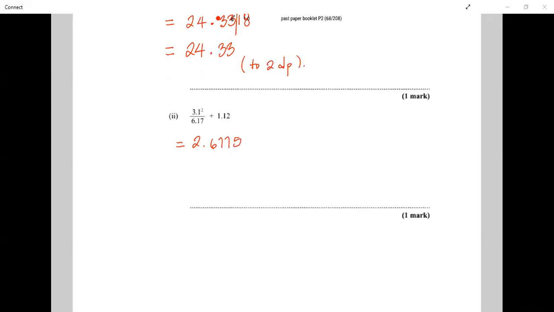Now we're to write this number to two decimal places. So we have to look at the digit that is the third decimal place, which is 7. If the digit that you're looking at is 5 or more, you would add 1 to the digit before it. Since the digit we're looking at is a 7, we're going to add 1 to the digit before it, which is a 7. So the answer is 2.68 to 2 decimal places.